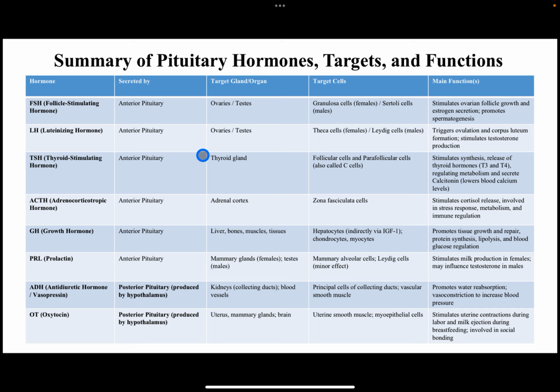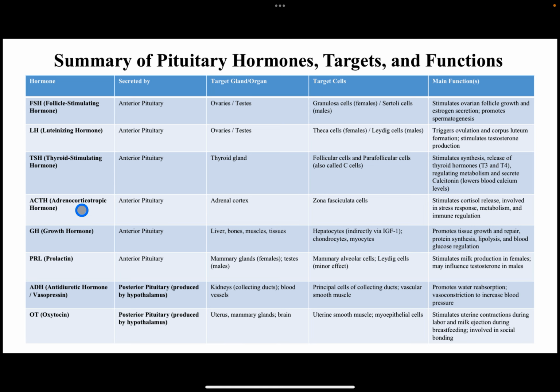Okay, corpus luteum formation. Then now we have the thyroid stimulating hormone, TSH. This hormone specifically targets the thyroid gland, specifically the follicular cells and the parafollicular cells, also called the C cells. That will basically stimulate the synthesis and release of thyroid hormones, T3 and T4, which regulate metabolism, and also stimulates the secretion of calcitonin, which plays a role in lowering your blood calcium levels.